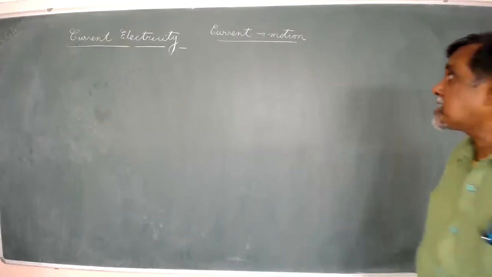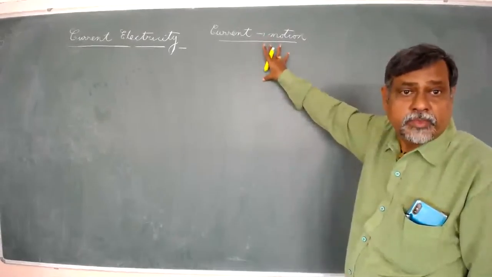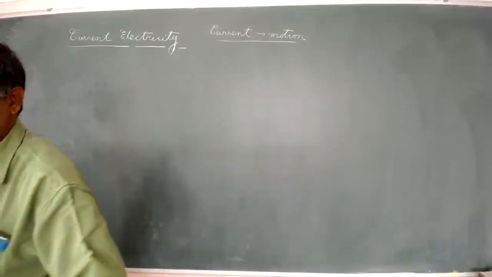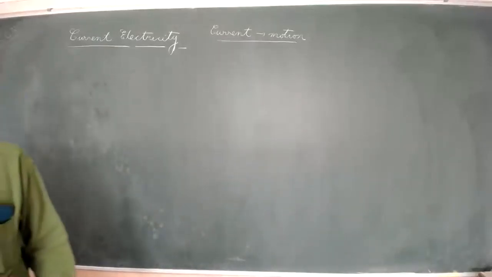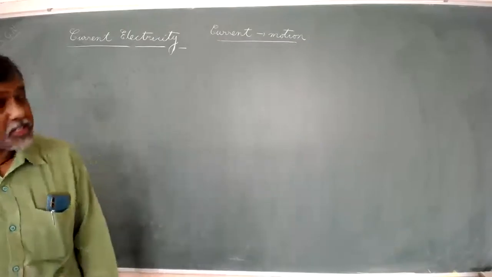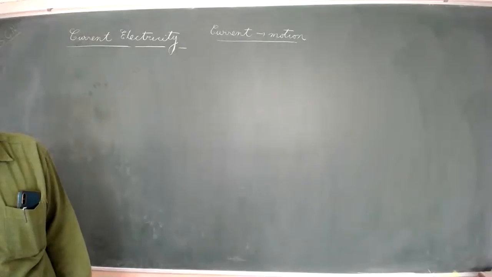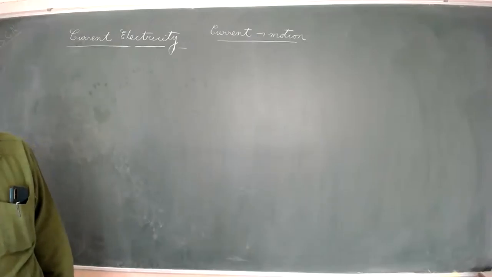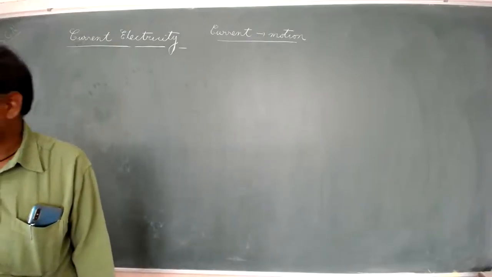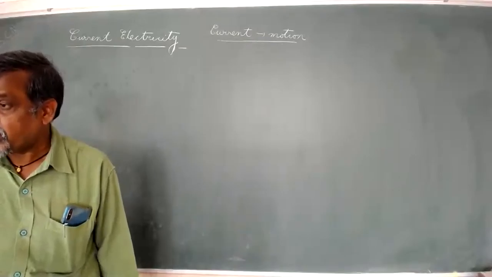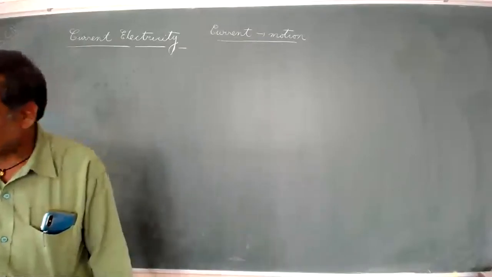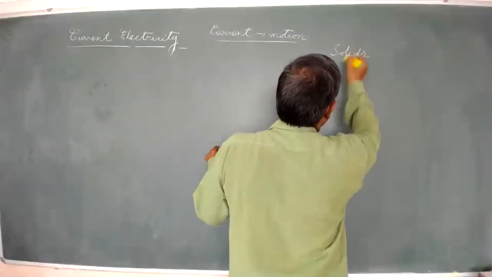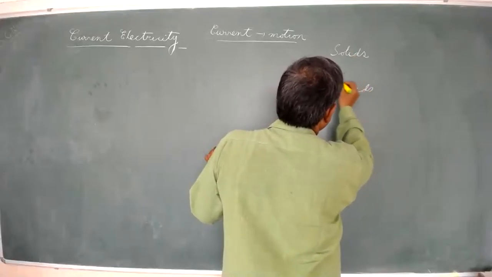Now, currently there is something in motion. What kind of motion are we going to discuss? The motion of electric charges. Ultimately, these electric charges have to flow. From our lower classes, we know 3 kinds of materials: solids, liquids, and gases. Through what kind of materials does this type of flow take place? Flow of electric charges takes place in what kind of substances? Solids, liquids and gases.